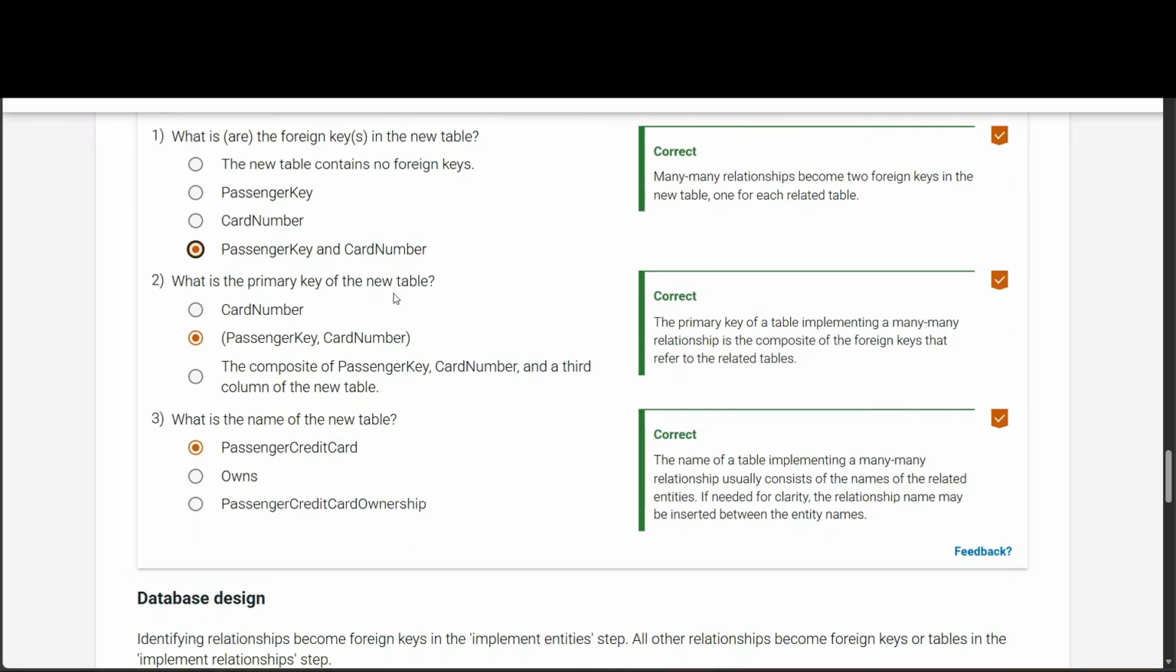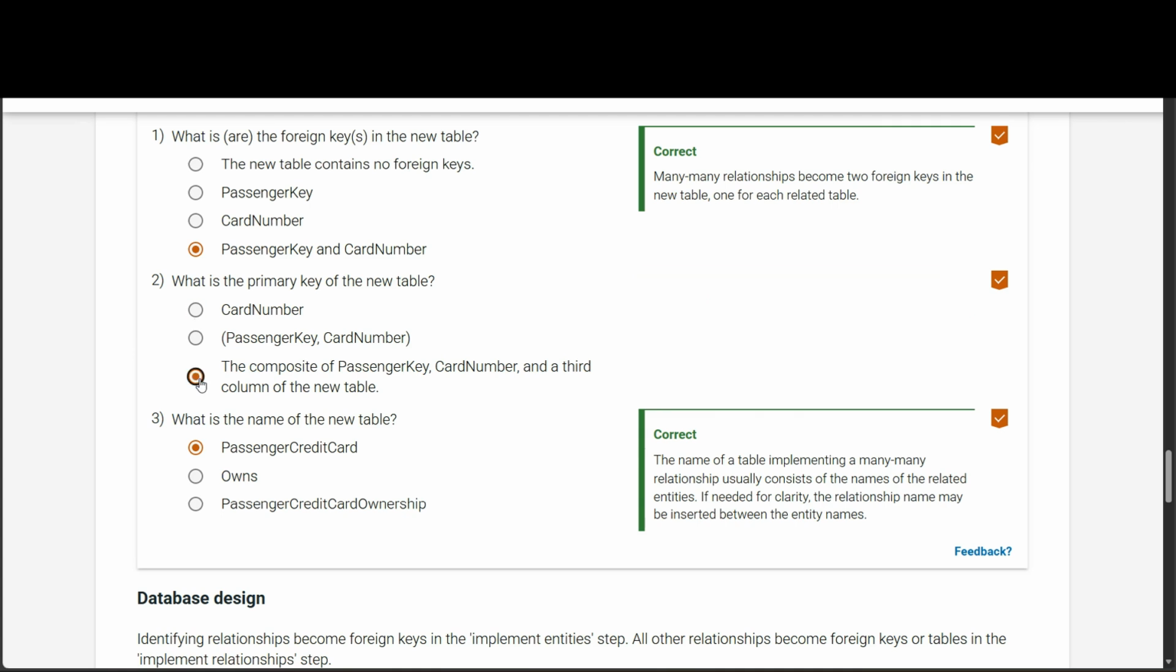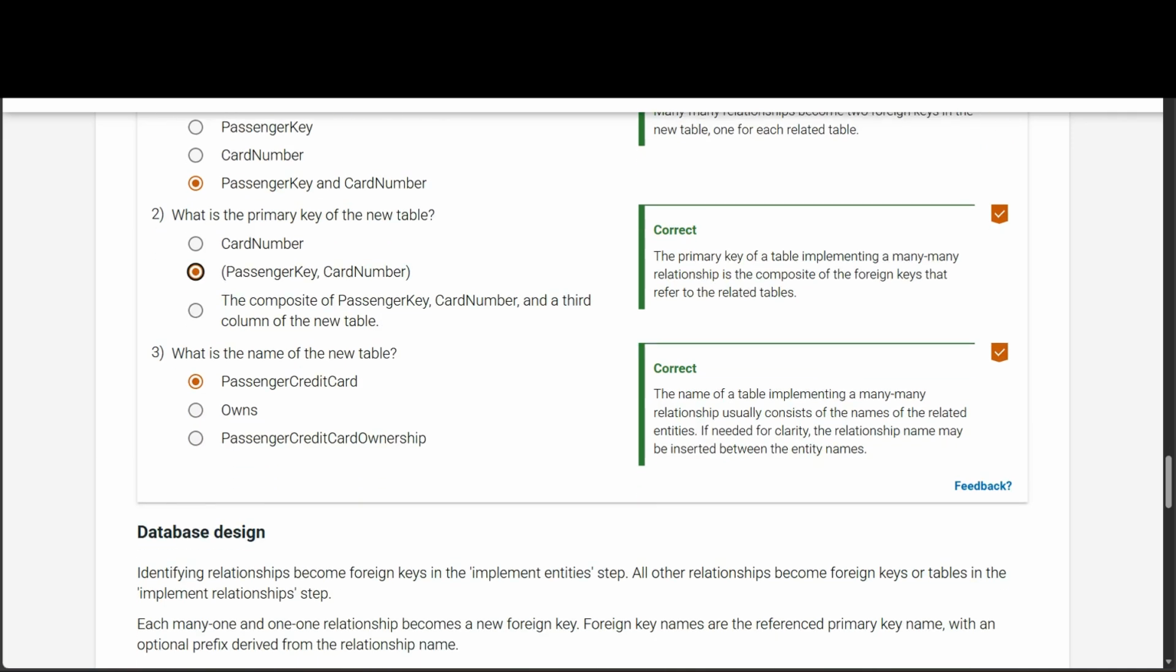So what is the primary key of the new table? The primary key becomes passenger key and card number. That's true. So you can't say card number alone because card number is not unique in the new table since several family members can share a credit card. Primary key must be unique. So when you say the composite of passenger key, card number, and a third column on the new table, the composite passenger key and card number is unique in the new table. So no additional columns are needed in the primary key. So the answer still remains passenger key and card number.